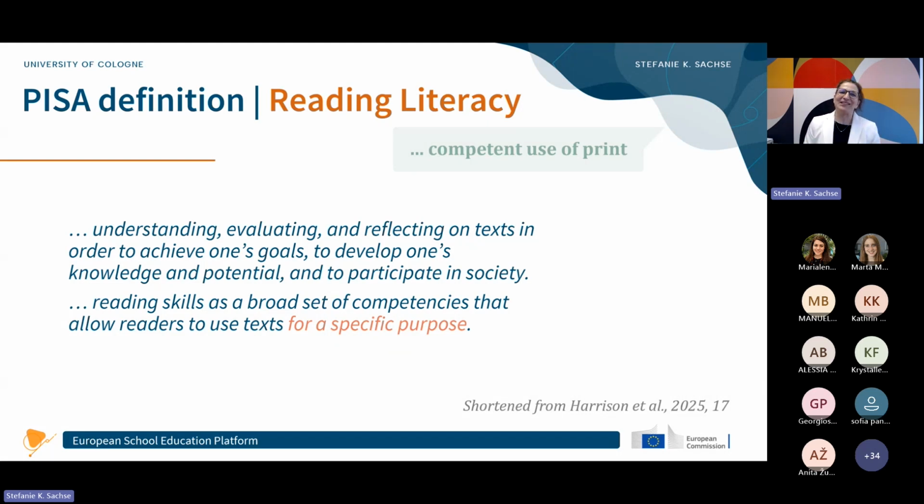If you use again a summary of the PISA definition, where it's about understanding text, reflecting on text, using text to achieve your goals, to develop your knowledge and potential, to participate in society, you can talk about it as the competent use of print. Competent use of print, not just being able to read long texts and understand everything. It's about everyday life, reading different documents, because we do this every day. And we do it often with a specific purpose.